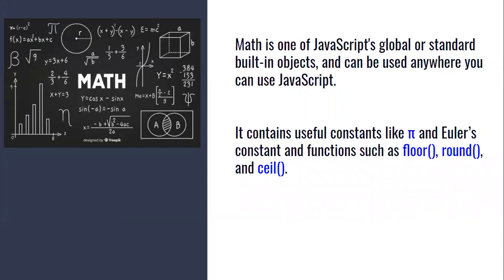Math is one of JavaScript's global or standard built-in objects and can be used anywhere in your script. Remember, global scope contains a lot of useful things like the pi constant. I don't know why, unless you're doing some calculations on circles. Euler's constant. I'm sure there's a lot of use, since the web was created by CERN, the scientific community with that giant collider. So I'm sure they have use for all this math stuff, right? They have calculations, and it'd probably be great to have a built-in Math object.